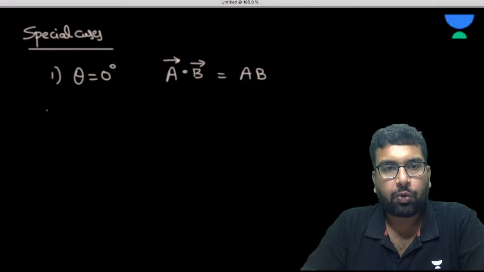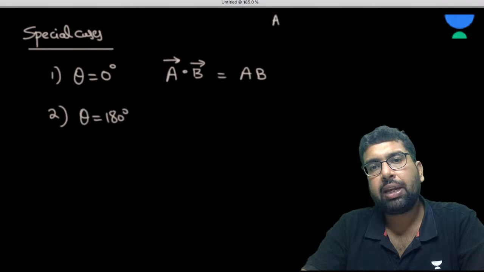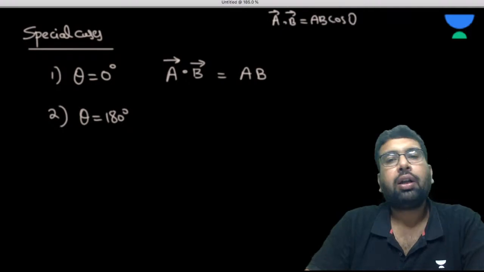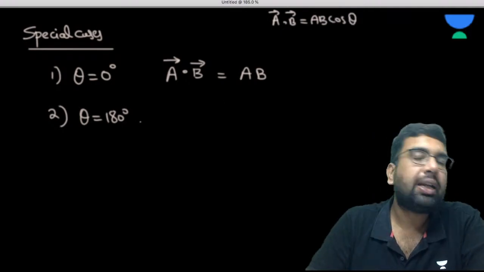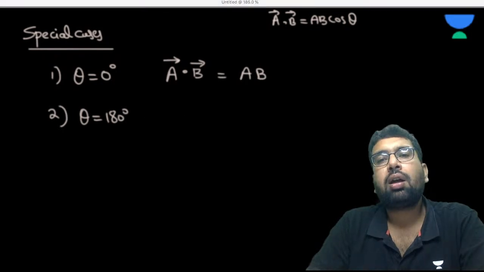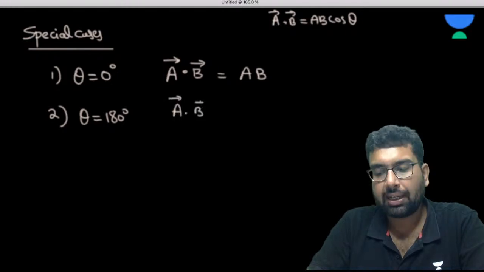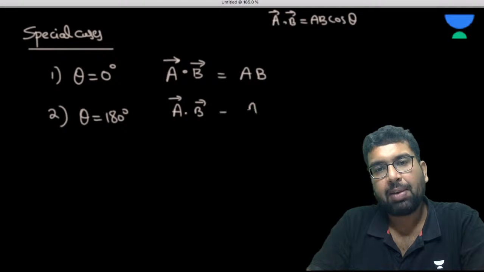Now what happens if theta is equal to 180? Because we know that A dot B in general is AB cos theta. Shivesh, please do tell me if you have any doubt. Now if theta is 180, what does cos theta become? It becomes minus 1, so the dot product is minus AB.